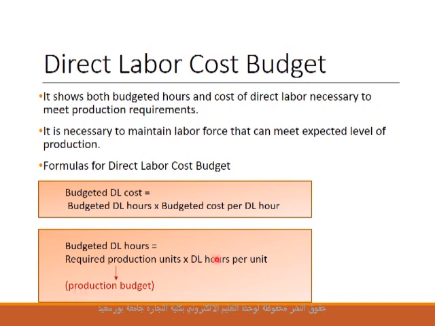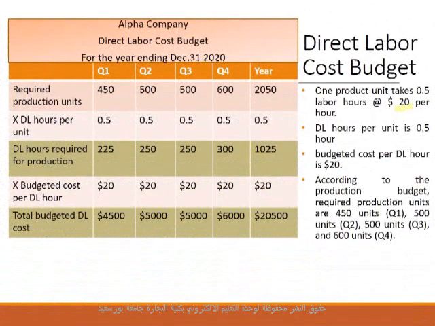New information that we need to complete the direct labor cost budget includes direct labor hours per unit. How much time does it take to complete a single product unit? And we also need to know the budgeted cost or rate per direct labor hour. Let's figure out the labor information. It's mentioned over here that one product unit takes half an hour at $20 per hour. So it takes half an hour to produce each product unit and the rate per hour is $20.